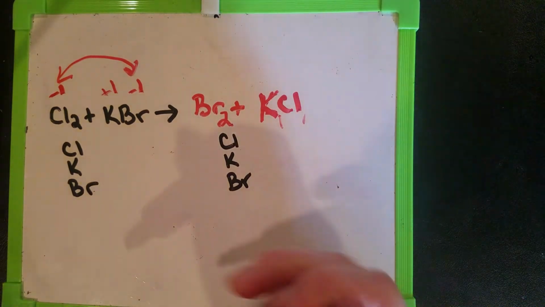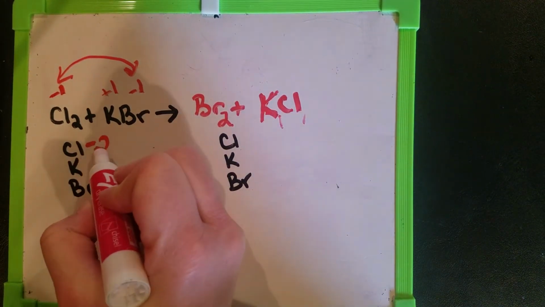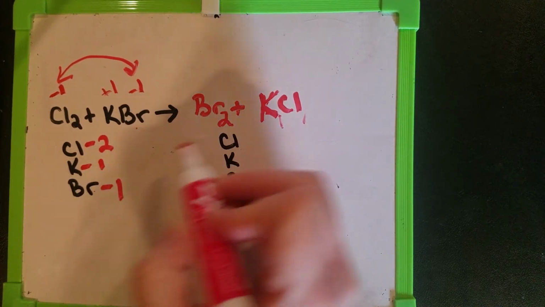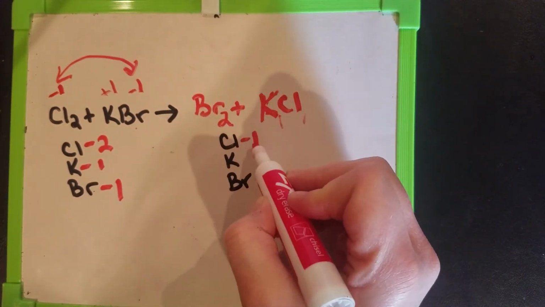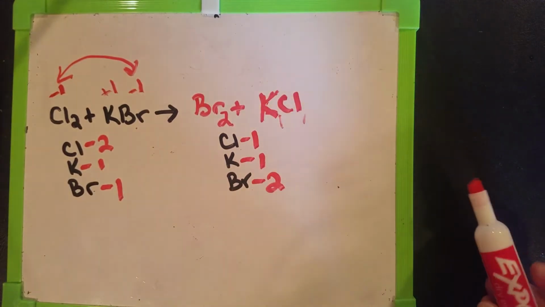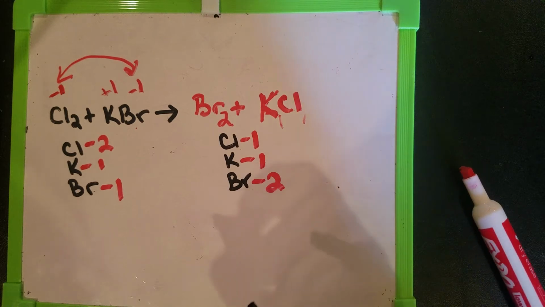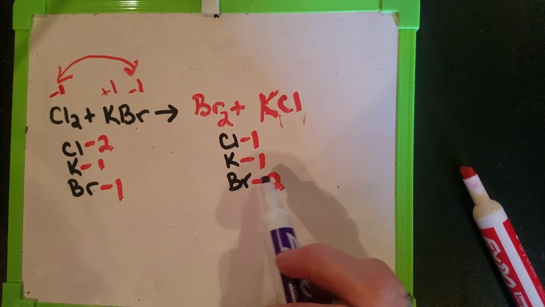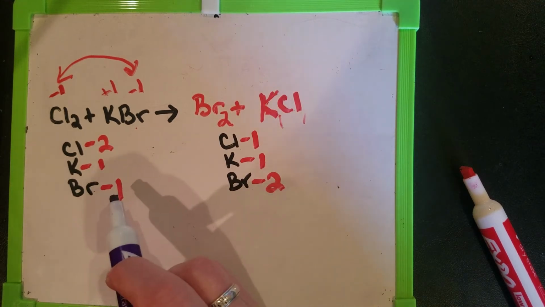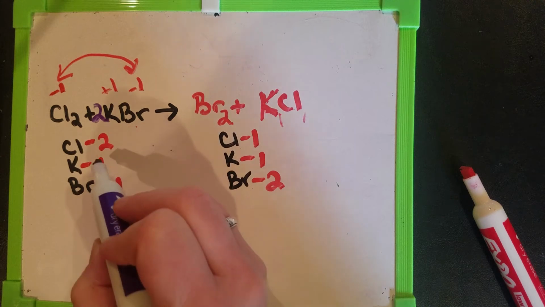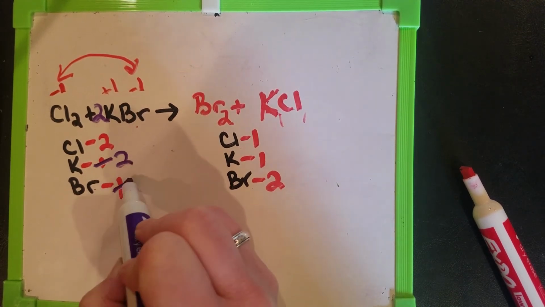Then we just count them up. So Cl, we have 2, potassium, we have 1, and bromine, we have 1. On this side, we have 1 chlorine, 1 potassium, and 2 bromines. Now we need to fix it and balance it. So looking at this, we have 2 bromines on this side, but only 1 on this side. So let's go ahead and fix that by putting a 2 right here, which then makes it so this is 2 and this is 2.